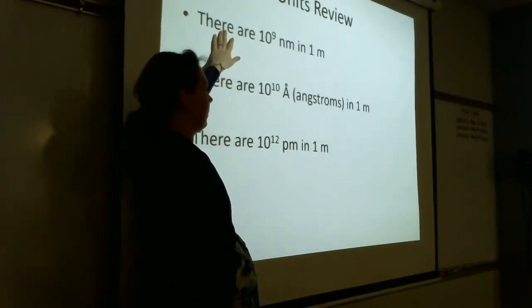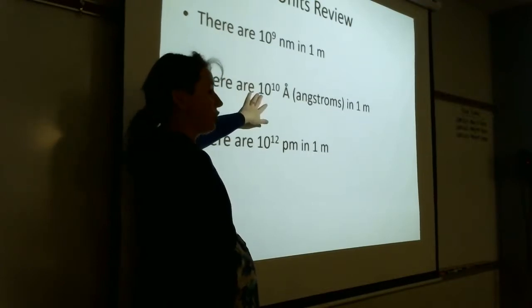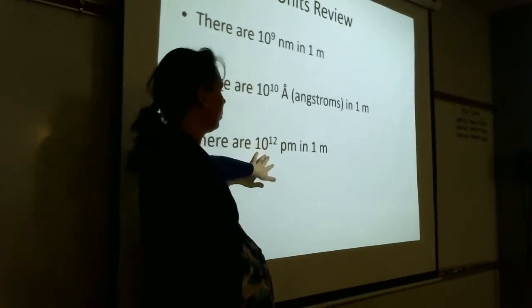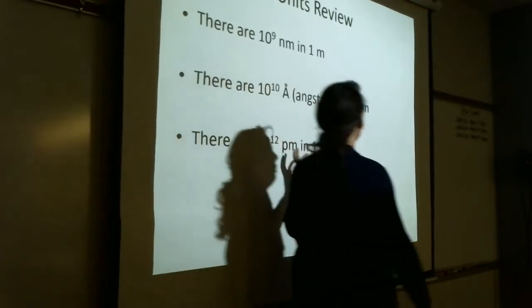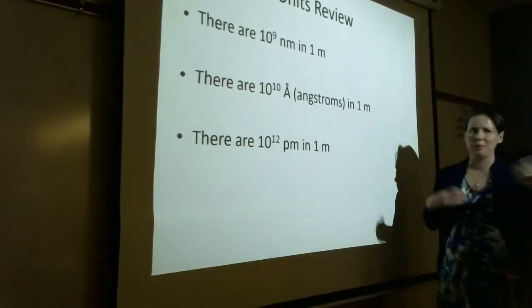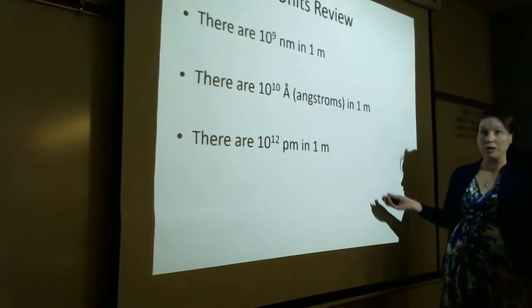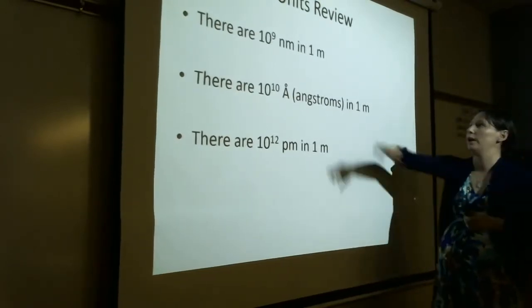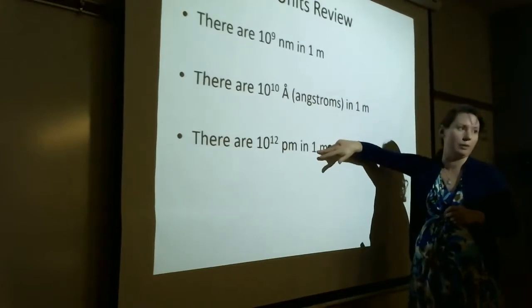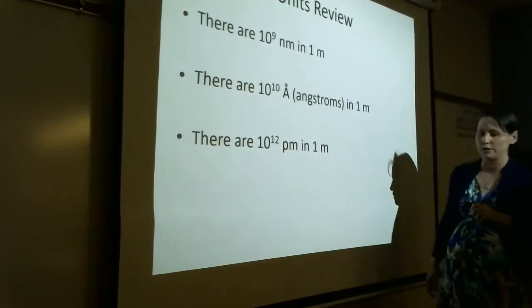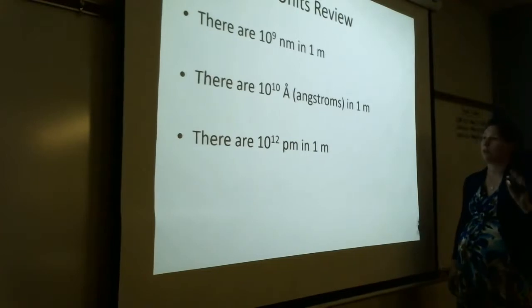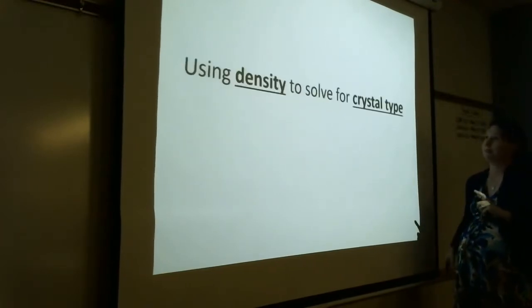10 to the 9th nanometers in a meter, 10 to the 10th angstroms in 1 meter, and 10 to the 12th picometers in 1 meter. Because when we're talking on the atomic level, we're not going to be measuring things using centimeters or millimeters or kilometers. No, we're going to be using nanometers, angstroms, and picometers. So be able to make these conversions off the top of your head. Hopefully you still remember this from way back in the day.